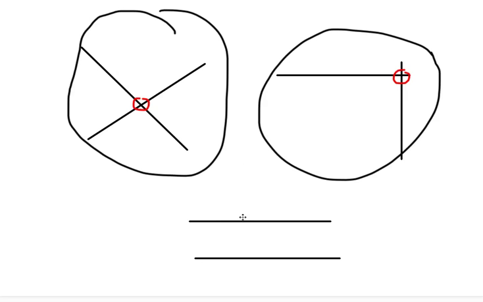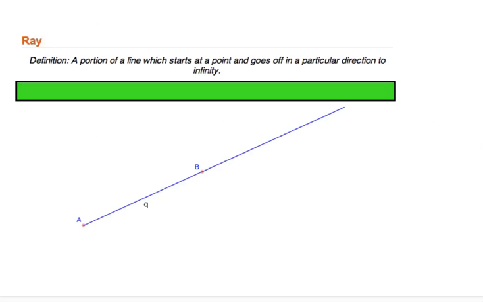This set of lines does not have an intersection. They do not cross. The next thing we're going to talk about is called a ray. A ray is a portion of a line which starts at a point and goes off in a particular direction to infinity. Infinity means it goes on and on and on and never stops.